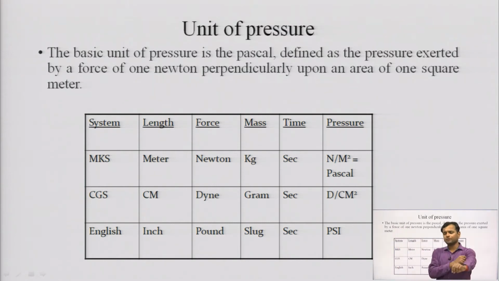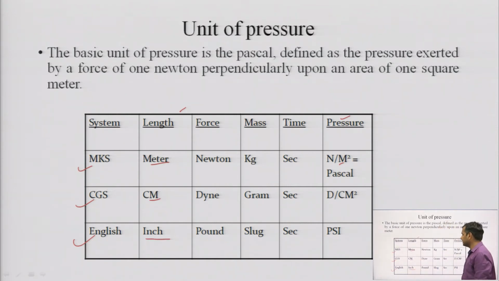Now, when we talk about pressure, there are various units of pressure. In instrumentation we have seen the various systems: MKS, meter kilogram second; CGS, centimeter gram second; and the English system. So, there are lots of units of pressure. The pressure unit is Newton per meter square; the length unit in MKS is meter, in CGS it is centimeter, and in English it is inch. Like force, in MKS it is Newton, in CGS it is dyne, and in English it is pound. Likewise for mass, time and pressure.